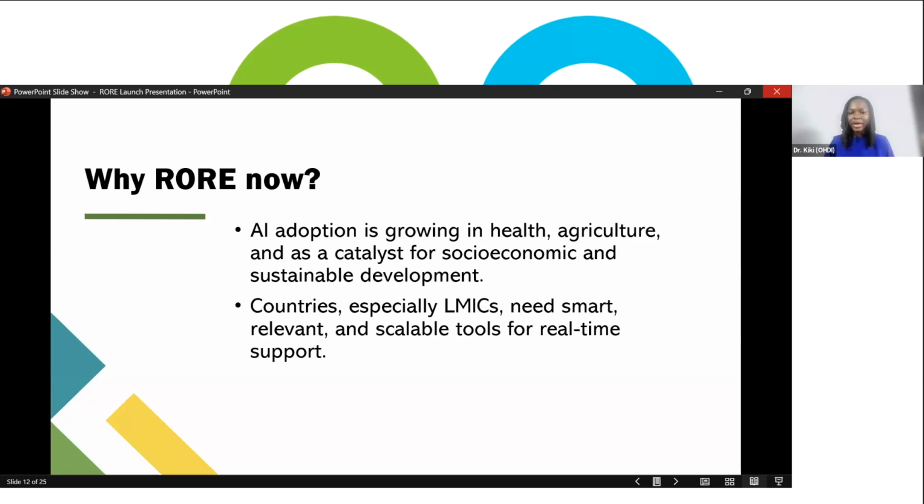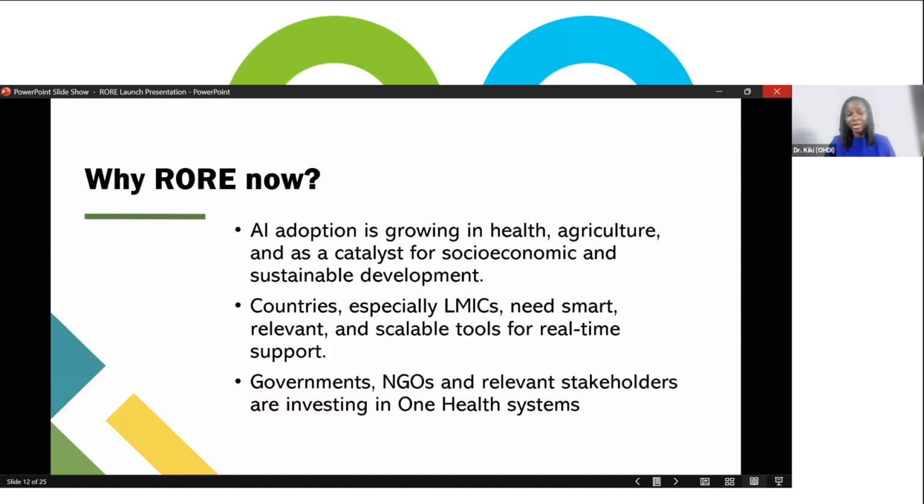Now, countries, especially LMICs, need smart, relevant, and scalable tools for real-time support. I've mentioned this before that in many LMICs we have so many challenges, but all hope is not lost. We just need to find the right system, the right tool, the right approach into how we deal with and make our world better within the context of our work as individuals and also as a group or as people across the world. So we need this kind of tools to provide real-time support. In the context of health and agriculture, this is part of what we have to contribute to. And again, we see that many governments, NGOs, and relevant stakeholders are already investing in One Health systems.